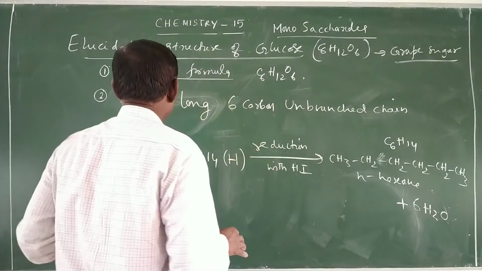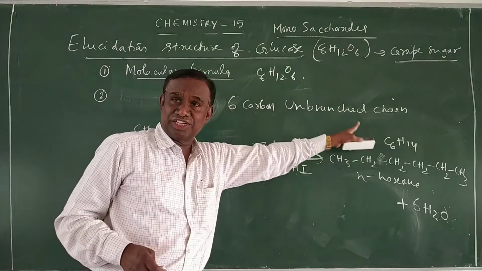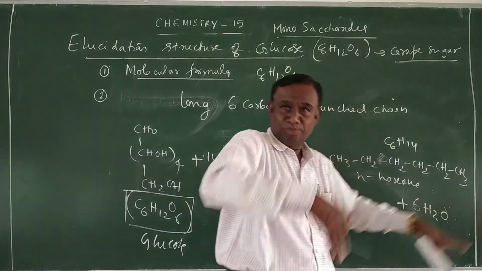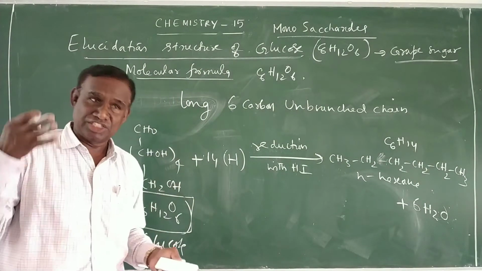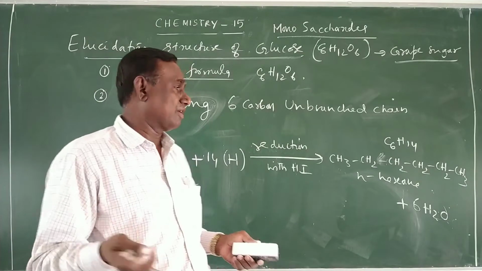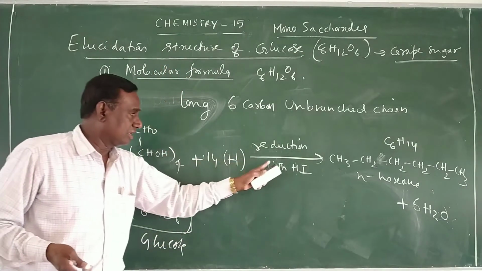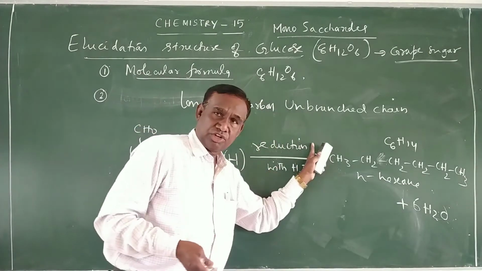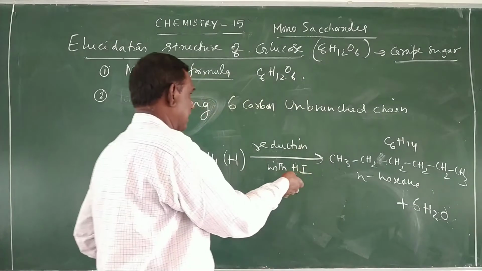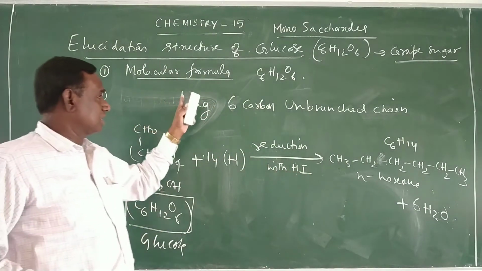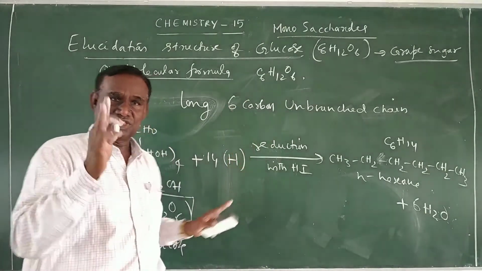So this is how glucose contains a long unbranched 6 carbon chain. There is no branching here. How do you show that glucose contains a 6 carbon unbranched chain? When glucose is heated with hydrogen iodide, it undergoes reduction, giving n-hexane, which does not contain any branching. Therefore, this reaction indicates that glucose contains a long 6 carbon unbranched chain. So this is the second factor.